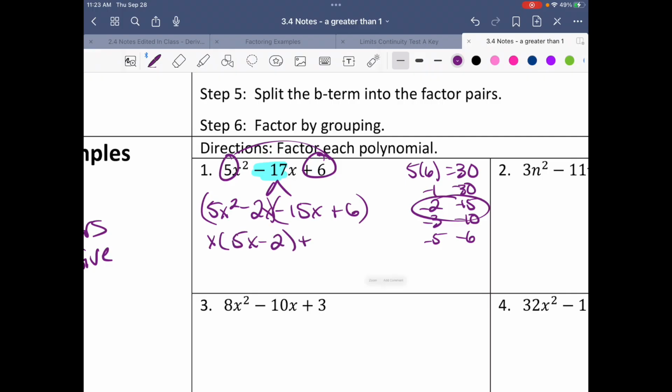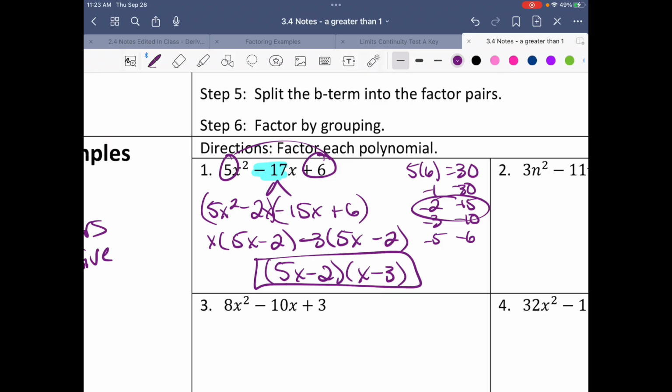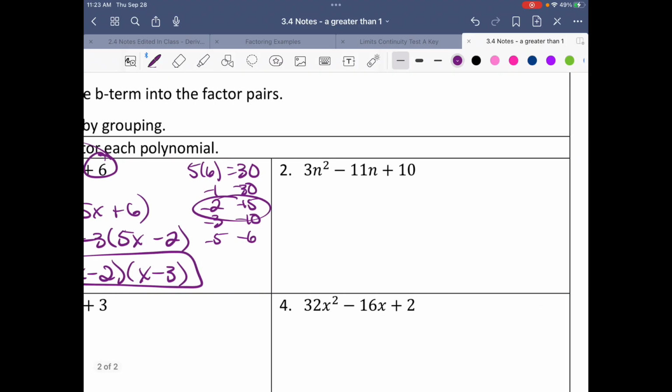Group. GCF. GCF again. Oh, whoops. That should be negative. (5x minus 2). X minus 3.